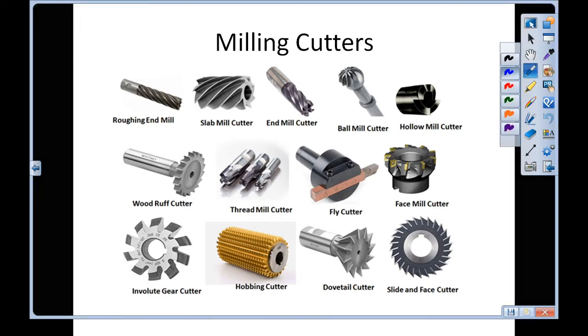So basically we commonly use the slab milling cutter, end milling cutter, and side and face cutter. The other types of cutters are rough end mill cutter, ball mill, hollow mill, face milling cutter, fly cutter, thread mill cutter, woodruff cutter, involute gear, dovetail, hobbing cutter. Okay. All of them are used in different industries according to the requirements.